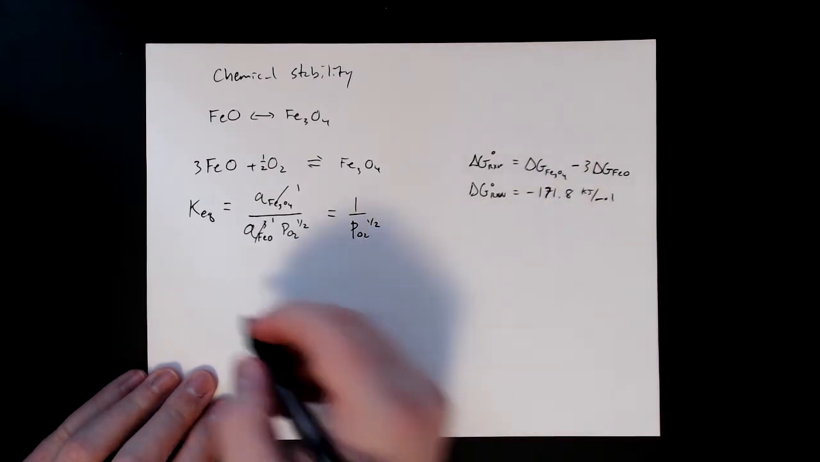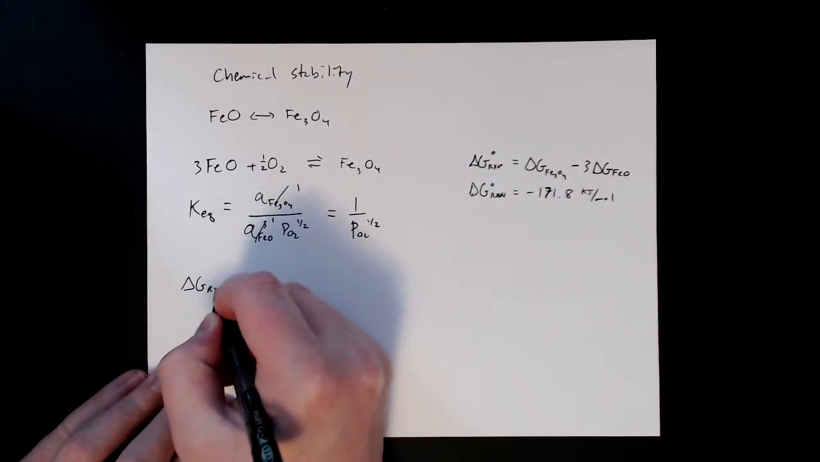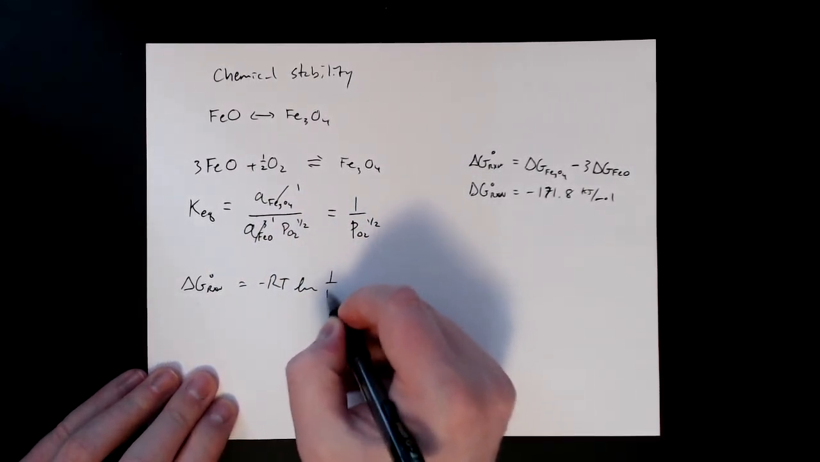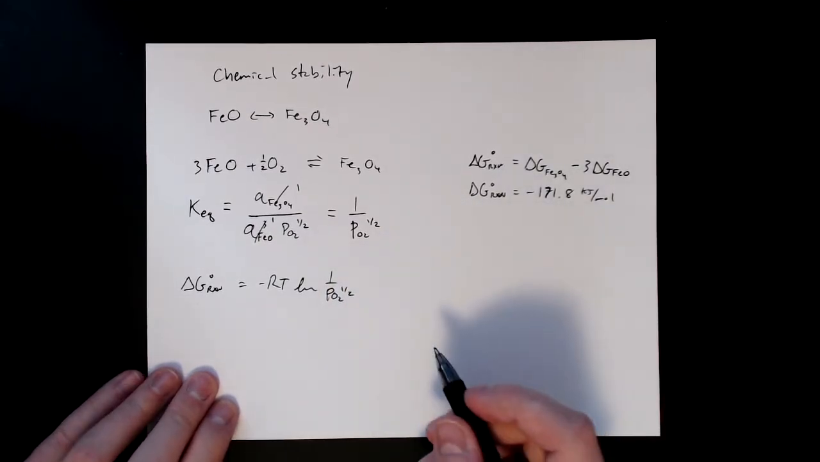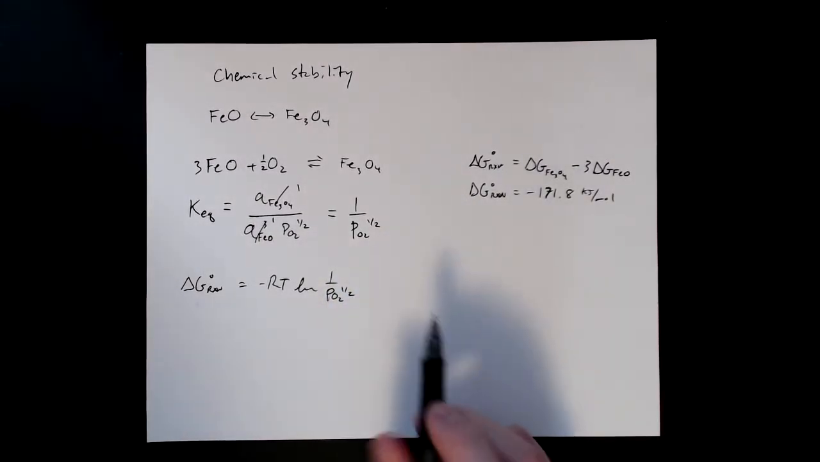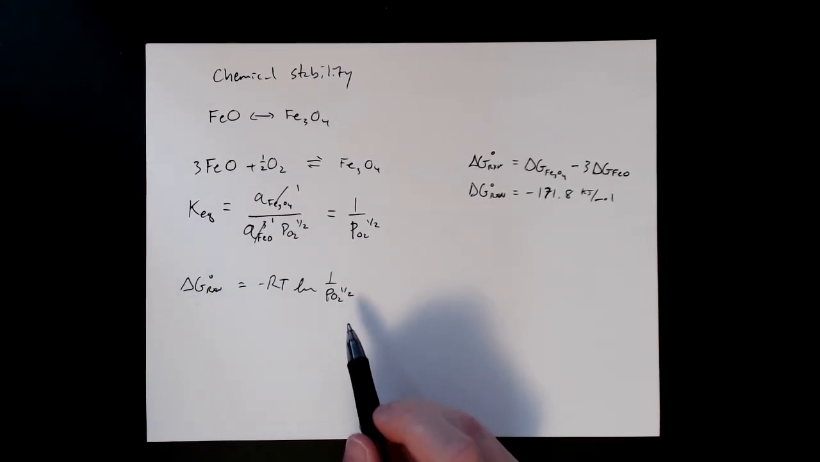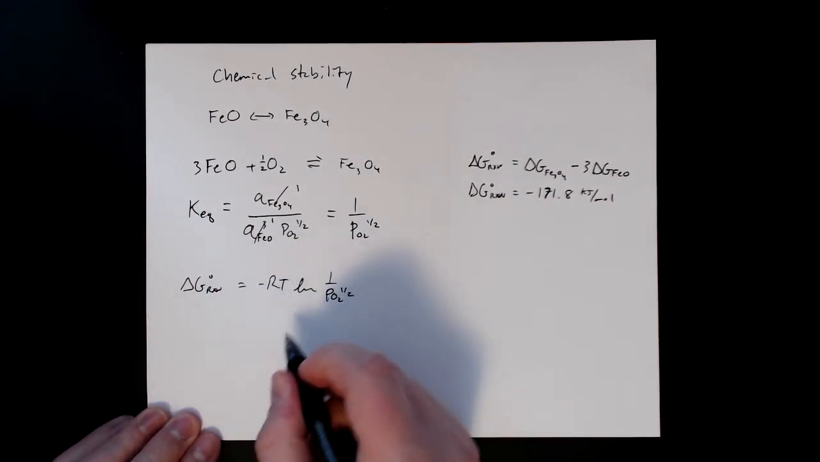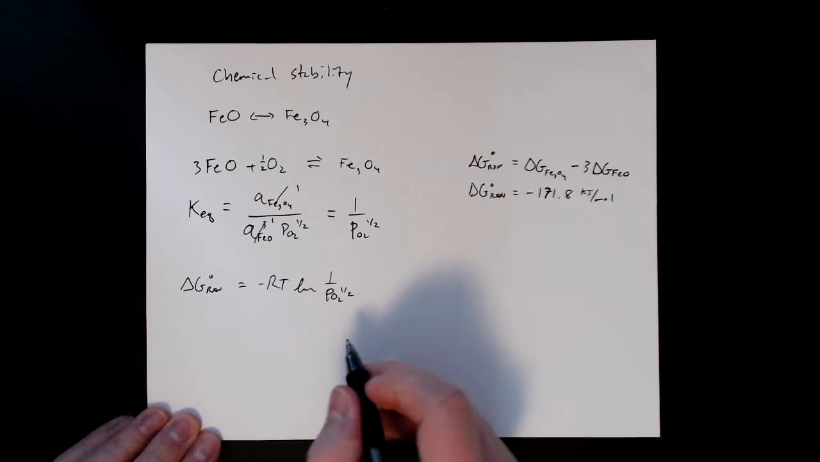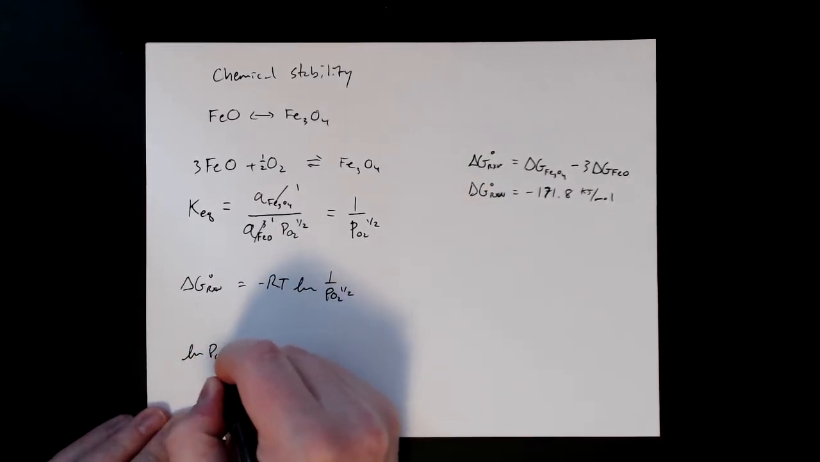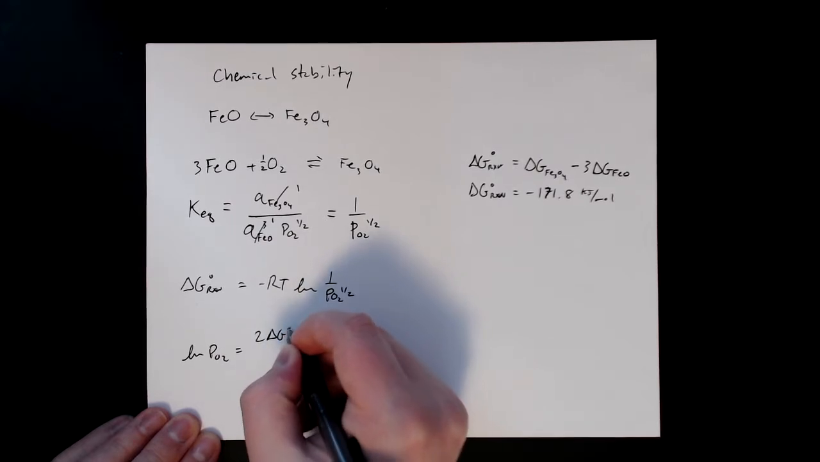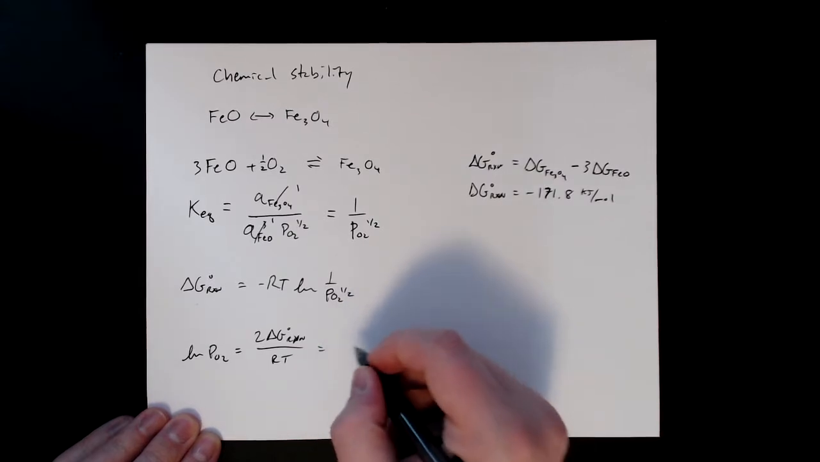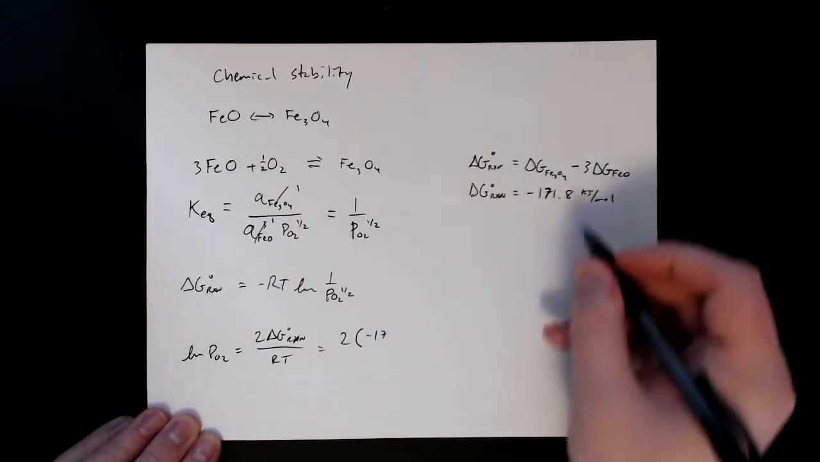And so if we do the same maneuvering with that equation as we did for the previous problem, we'll end up with a similar expression. So I'm going to skip the algebra rearrangement here, but if we just solve for log PO2, we'll get 2 times the Gibbs free energy of that reaction over RT. And so we have the value of that we got up here.